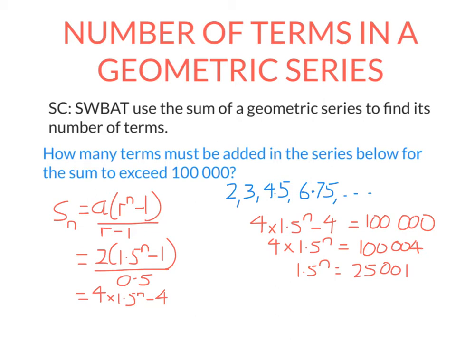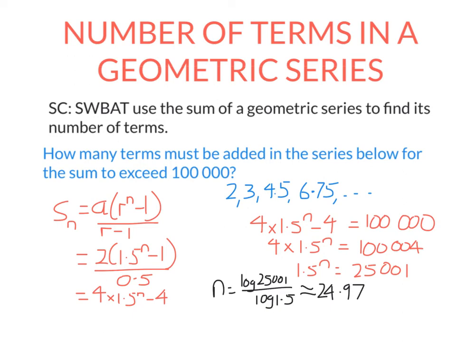You can use graphical method, trial and error, or whatever. So probably easiest to use log. So n will just be log of 25,001 divided by log 1.5. So putting that on our calculator, we get about 24.97. So really what that's saying is we need 24.97 terms of this sequence.